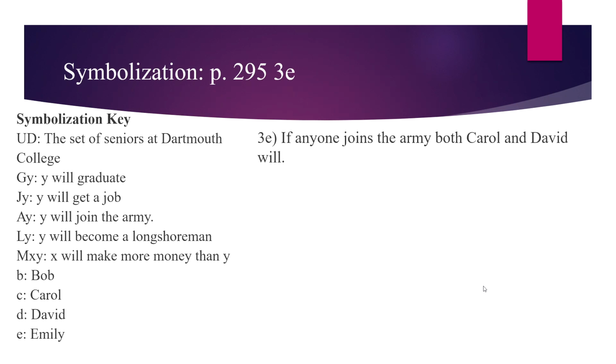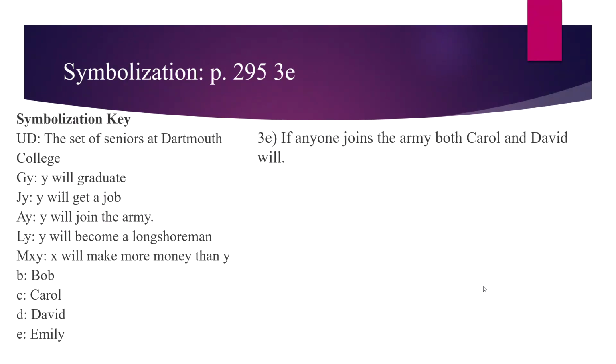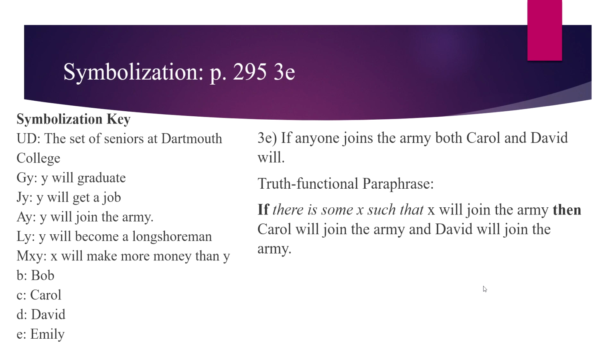Next, we have if anyone joins the Army, both Carol and David will. Now, here that anyone seems to be making a claim similar to someone, right? This is not a universal claim. So we're going to use an existential quantifier. If there is some X such that X will join the Army, then Carol will join the Army and David will join the Army, right? That material conditional is our main connective, right?